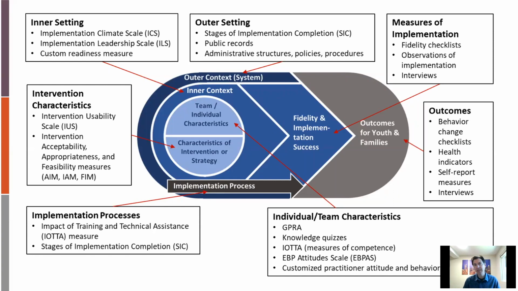Measures of implementation here: fidelity checklists, observation measures, those kinds of things. And the list goes on and on. You can take a look at this slide and see individual team characteristics. We use the GPRA, we use knowledge quizzes, and so on and so forth. Outer setting, there's the Stages of Implementation Completion, public records, those kinds of pieces that can be used. Inner setting, Greg Aarons' work on the Implementation Climate Scale and Leadership Scale.